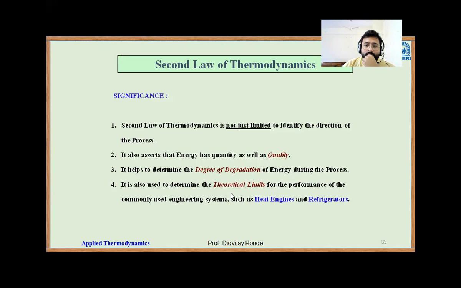It is also used to determine the theoretical limits for the performance of commonly used engineering systems such as heat engines, refrigerators, etc. Now you can't just sit and say I want to build a heat engine, an IC engine; it has some limitations. There are some metallurgical limitations and some operating limitations. It is not that you will achieve a temperature of 2000 Kelvin there. So there are some limitations for that engine. All these limitations like higher temperature, lower temperature, heat transfer, total work done, all this is controlled by the second law of thermodynamics.